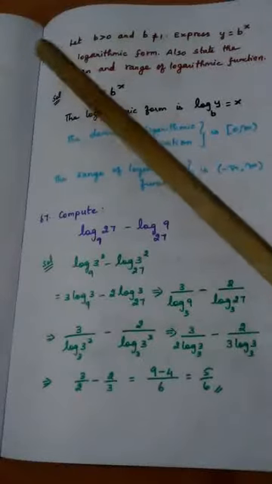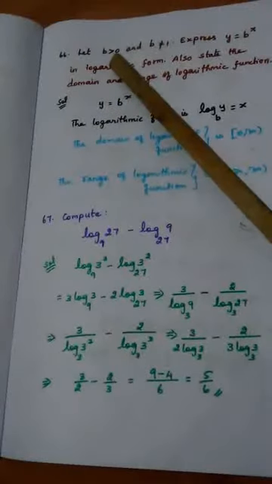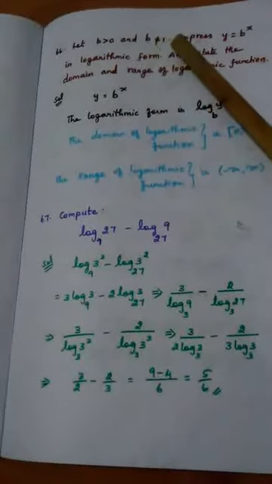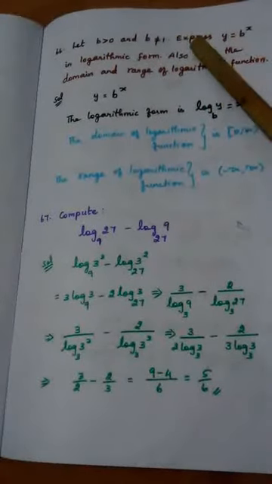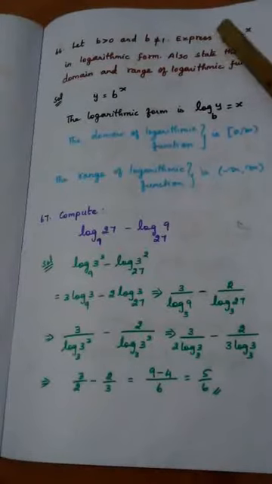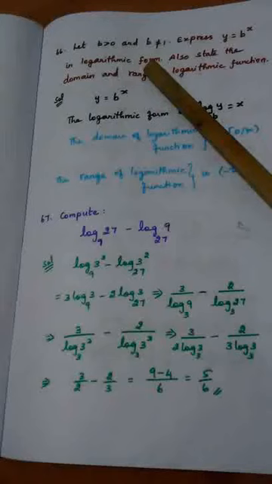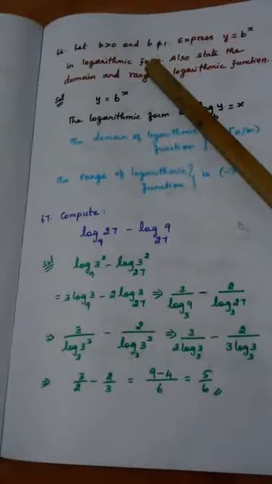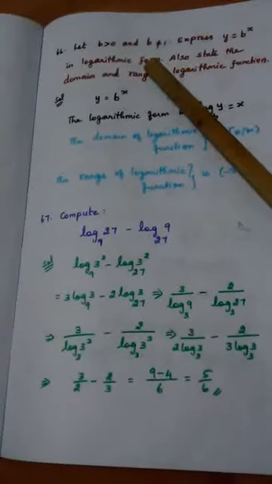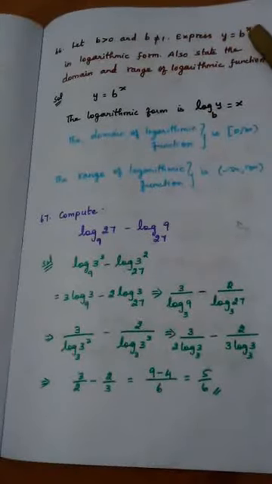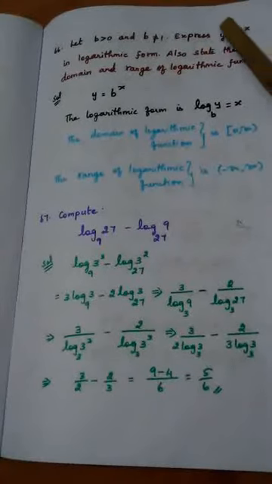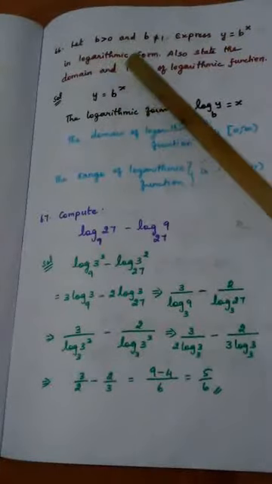I'll repeat the question. b is greater than 0, which means b is positive. Also b not equal to 1. Then express this exponential form in logarithmic form. Just now we have seen how to convert logarithmic form to exponential and vice versa. So what is given? Exponential form is given. They are asking us to convert this in logarithmic form.